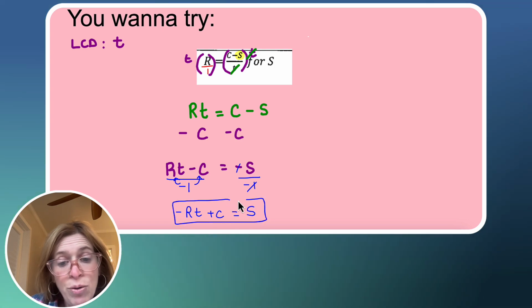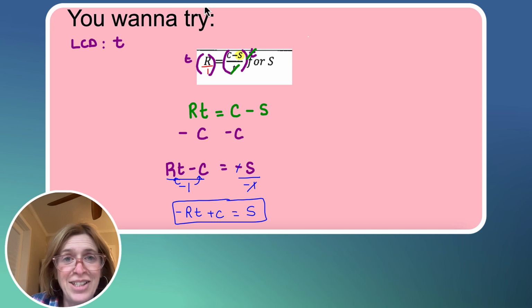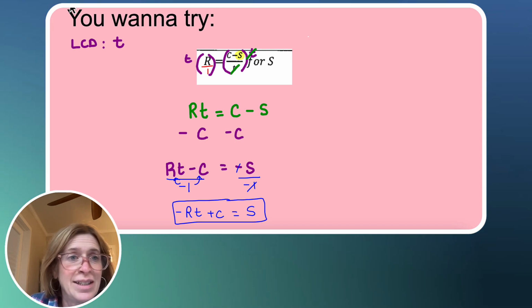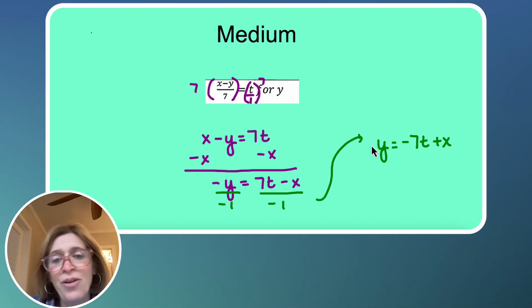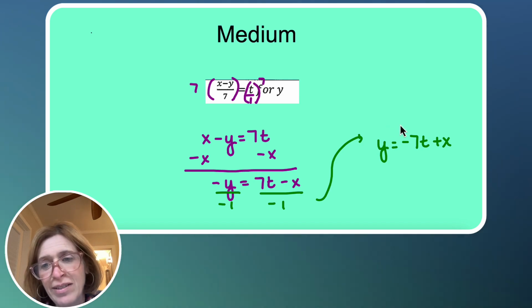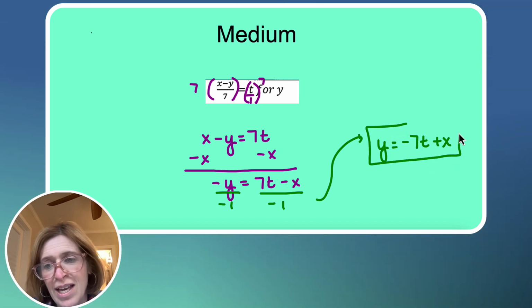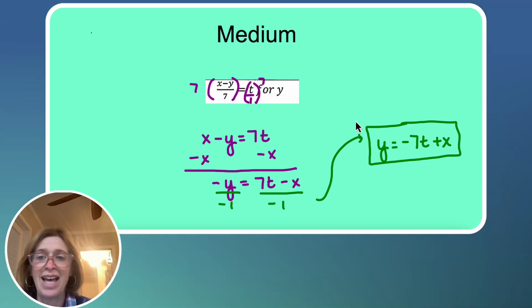All right, so I'm going to give you a problem I want you to try, okay? So you're going to try it. It's a medium problem. You try it. All right, so you should have gotten a final answer of y equals negative 7t plus x.